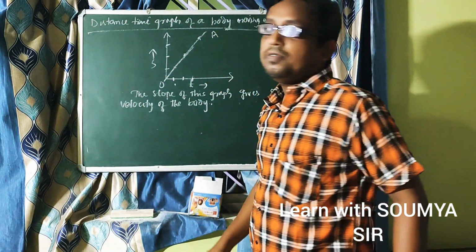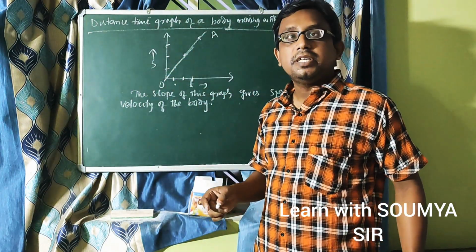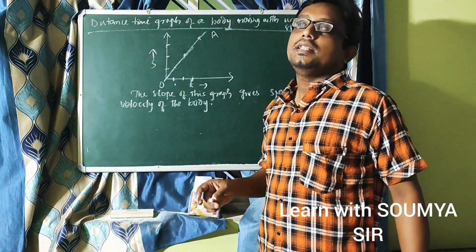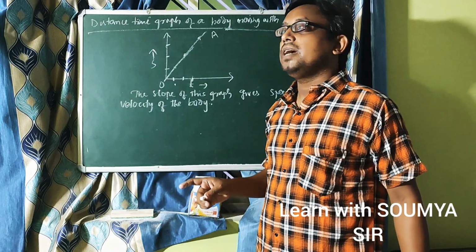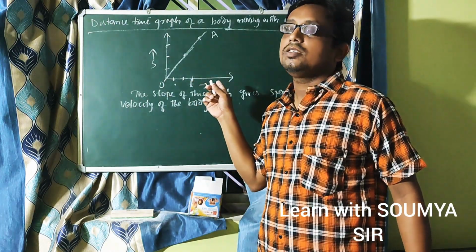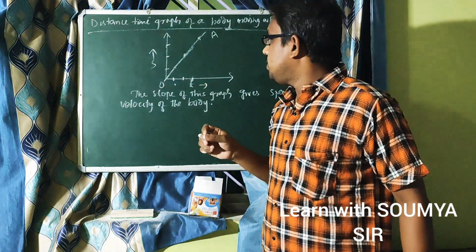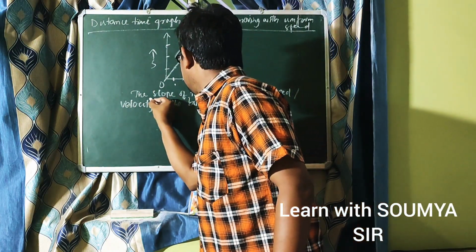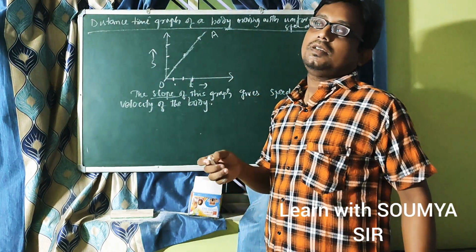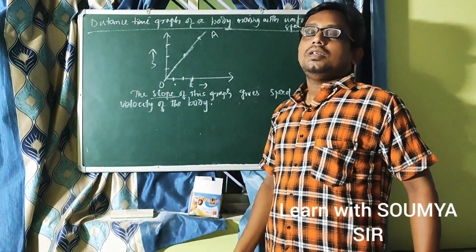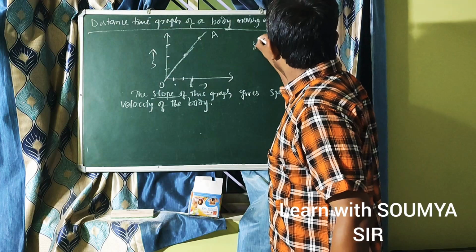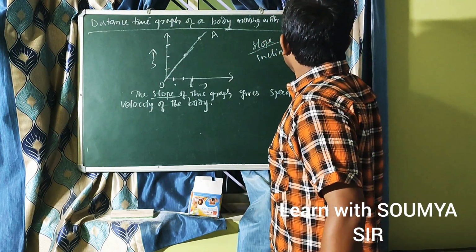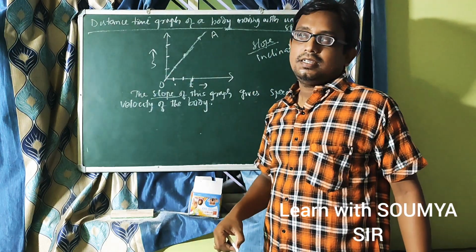That means if we draw a distance time graph or displacement time graph and we find the slope of the graph, then we can find the velocity or speed of the body. Now my point is, how can we find the slope, or what is the slope? The slope means inclination. That means how much it is inclined.